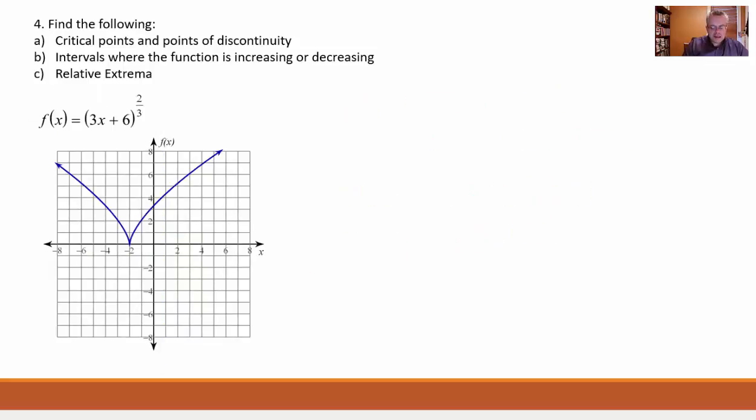Okay, one last example with a picture. On this one, we want to find the critical points. Well, this is not a place where the derivative is defined.